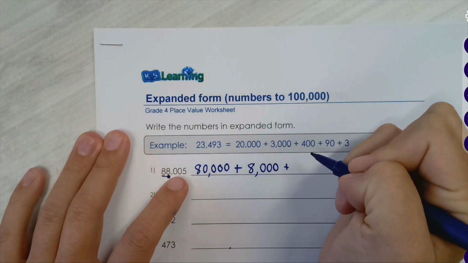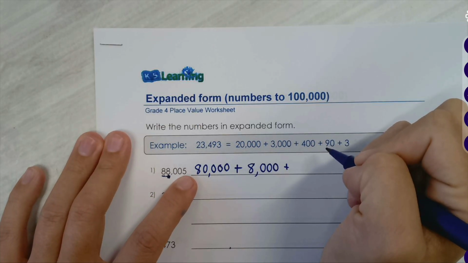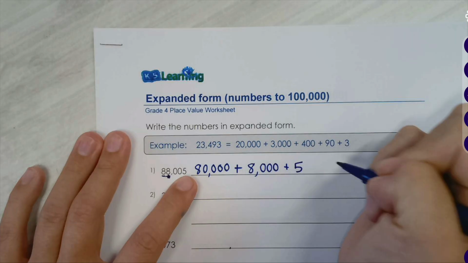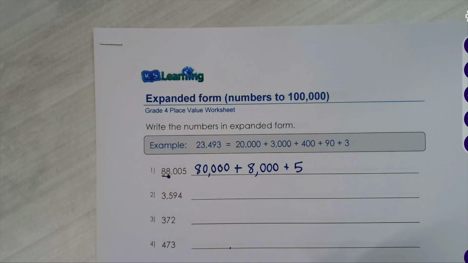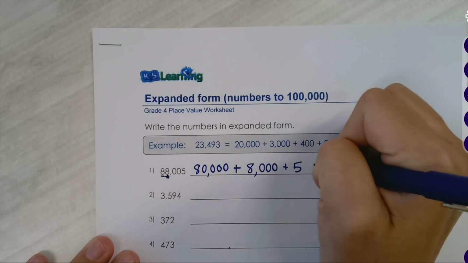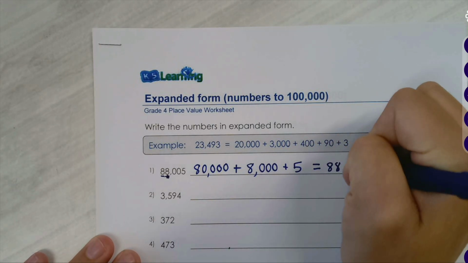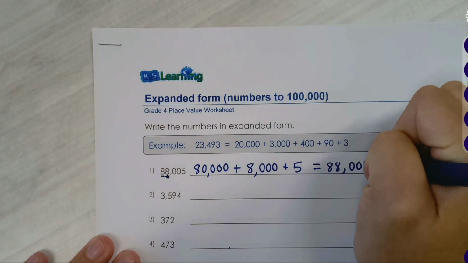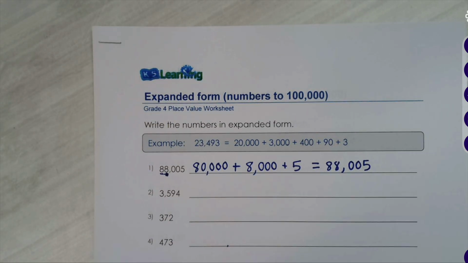Plus, oh, I don't have hundreds. And I don't have tens. So I'm going to go straight to my ones. Plus 5. I don't even have to write plus 0 plus 0 plus 5. I can just skip it. Equals, do not forget the equals. 88,005. Great job. Okay, let's do number 2.